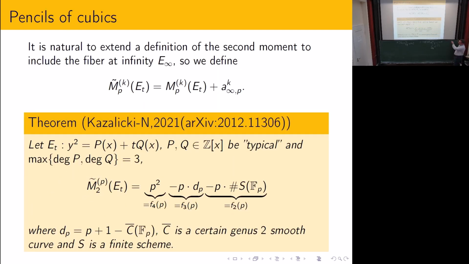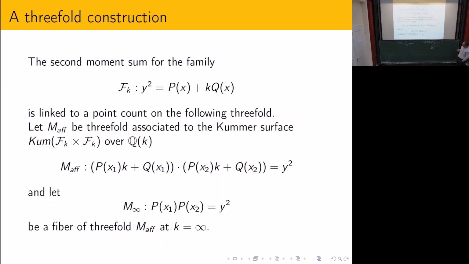Okay, so let me now get back for the rest of the talk. Let me explain to you how this is actually proved. That is already quite involved. All right, so let's fix the notation for the family. This will be just a pencil of cubics, and we want to relate the point count on a certain threefold to the second moment.